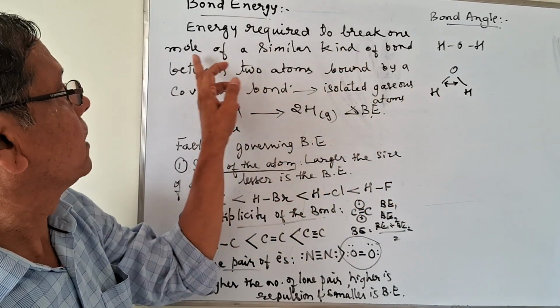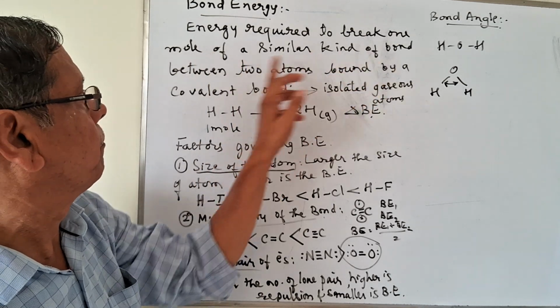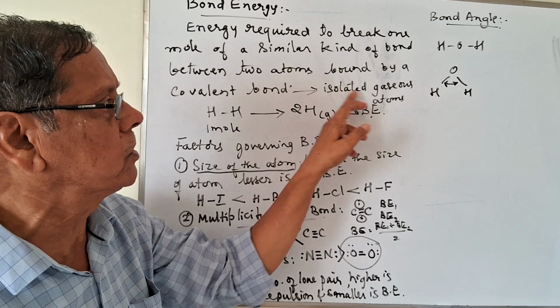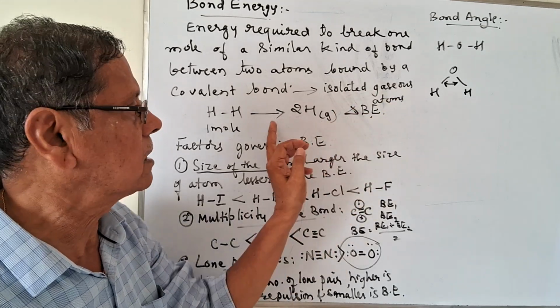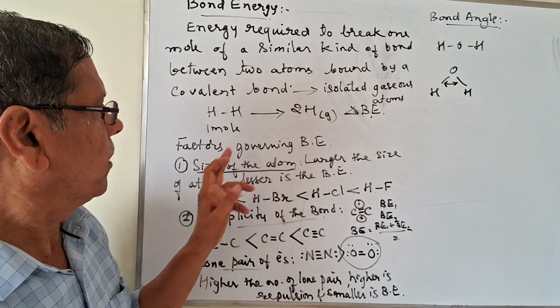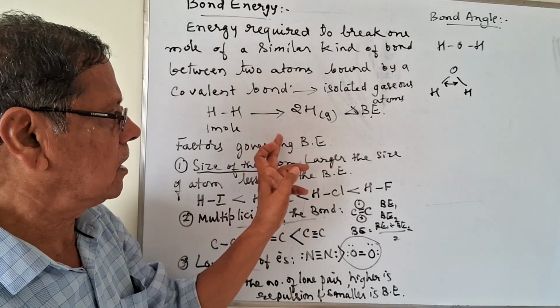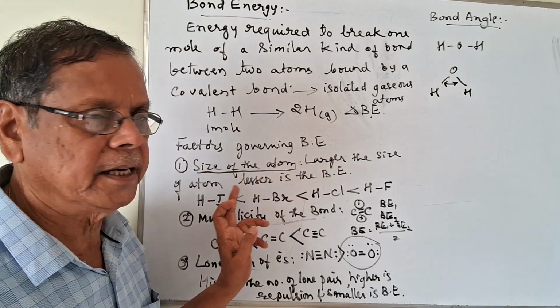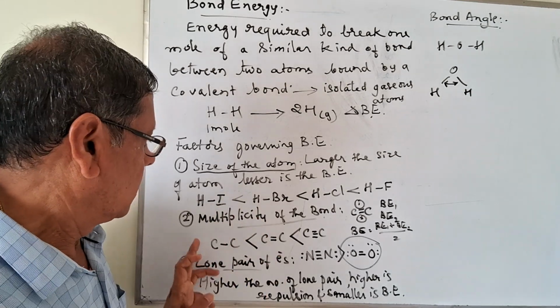Energy required to break 1 mole of a similar kind of bond between two atoms bonded by a covalent bond, to give rise to isolated gaseous atoms, is called the bond energy. For this bond energy, there are so many factors. One is size of the atom: larger the size, lesser is the bond energy.